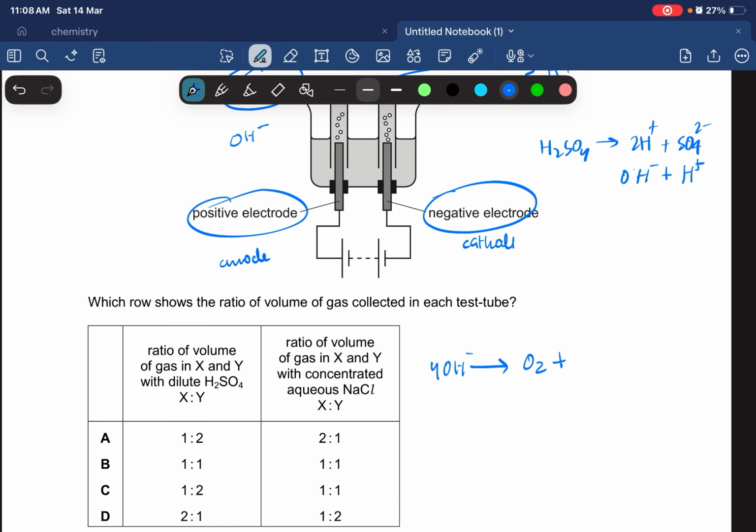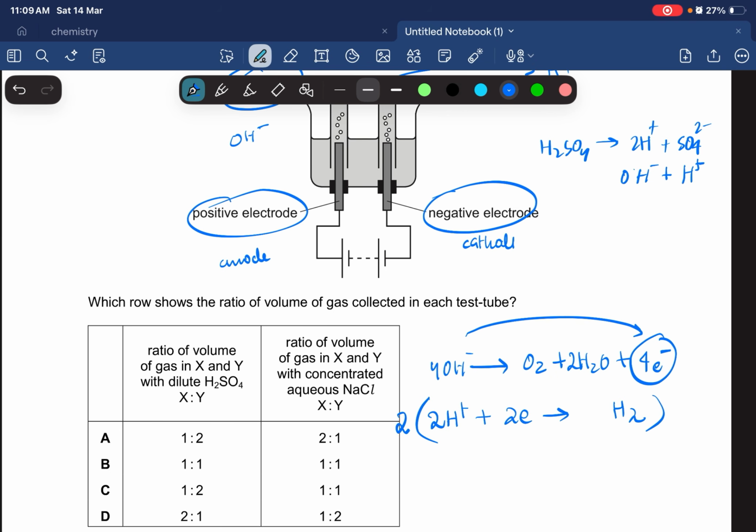You have to think of 4 OH negative discharging to form O2 plus 2H2O plus 4 electrons. So over here 4 electrons are being lost, and hydrogen is going to gain 2 electrons to form H2. But over here we have 4 electrons being lost, so 4 should be gained. So we multiply this equation by 2, and 4 hydrogen ions gain 4 electrons to form 2 hydrogen molecules. So the ratio of hydrogen and oxygen is going to be 2:1.